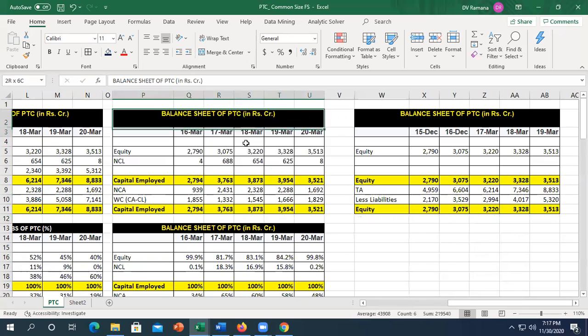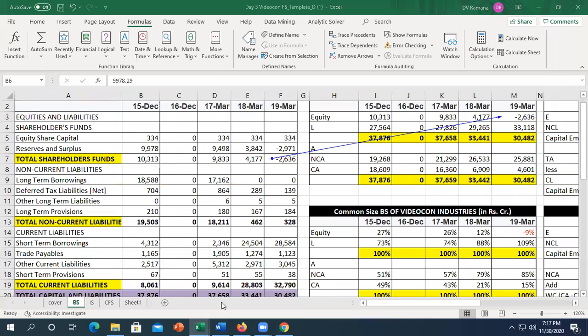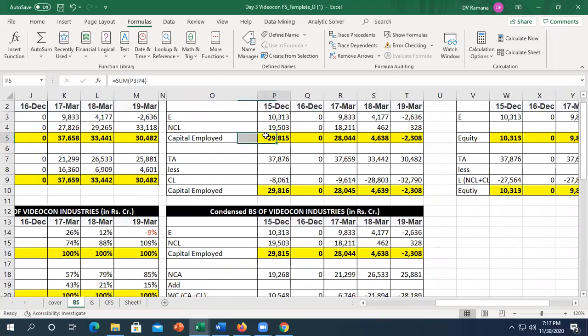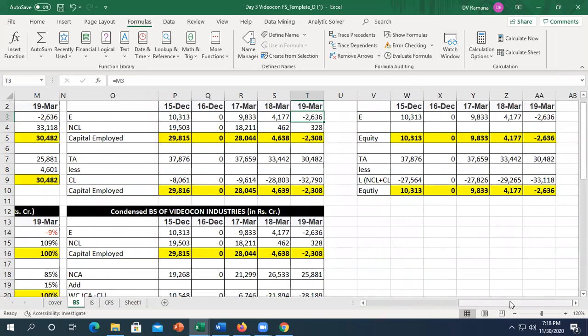Let us see the capital employed of Videocon. We can see that the capital employed of Videocon has become negative over a period of 5 years. Why has it become negative? Because the equity has become negative, and a significant part of the liabilities is because of the current liabilities. And why has it become negative equity? Because the company is not making profit.